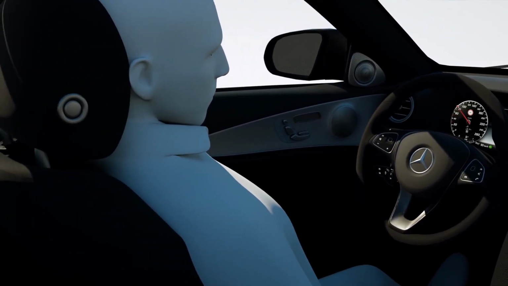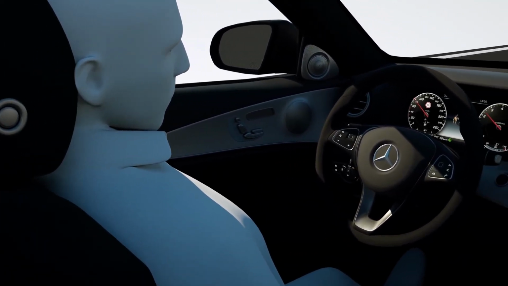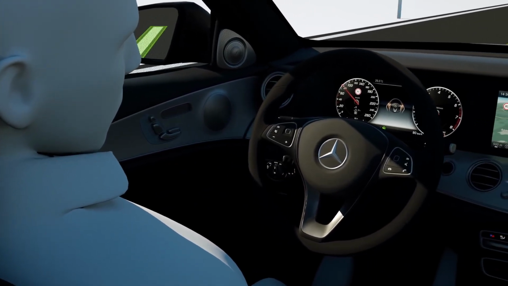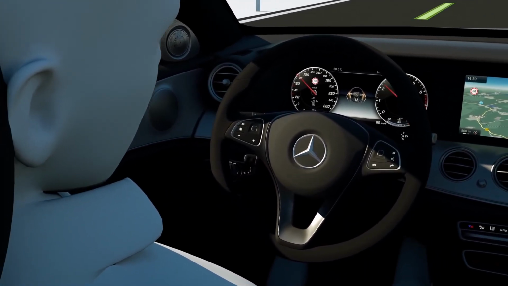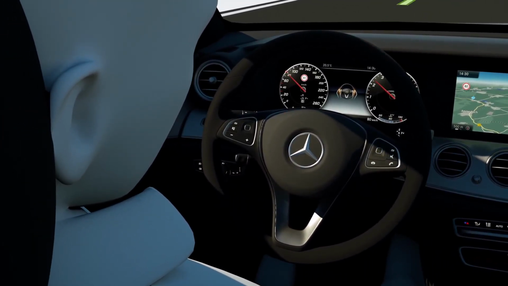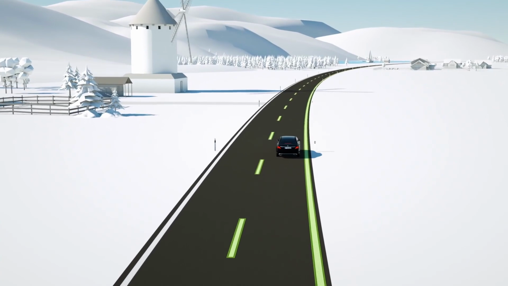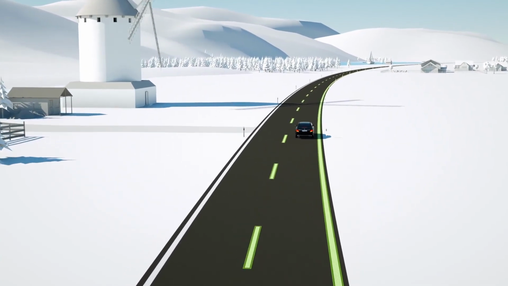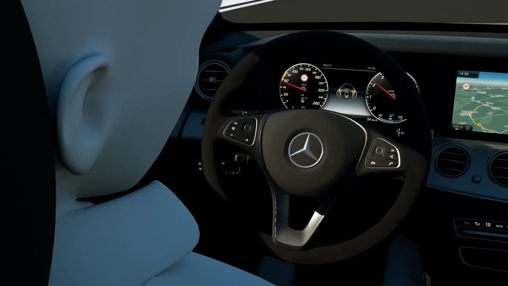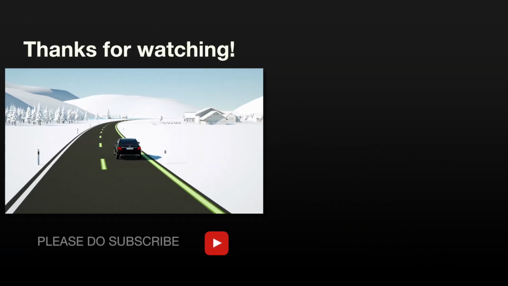If there is no driver reaction by steering, accelerating, braking, or operating the touch control button on the steering wheel after several visual and acoustic warnings, the vehicle brakes to a standstill in its lane. At speeds below 60 km per hour, following traffic is warned via activation of the hazard warning flashes. The function is cancelled if the driver resumes control of the vehicle.